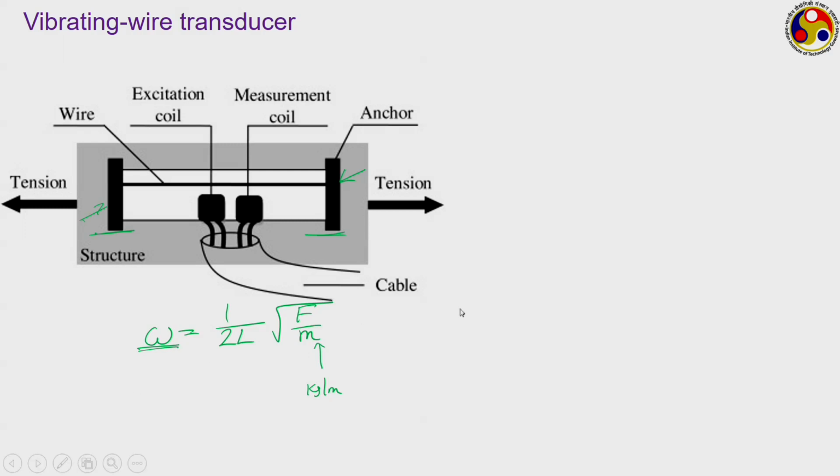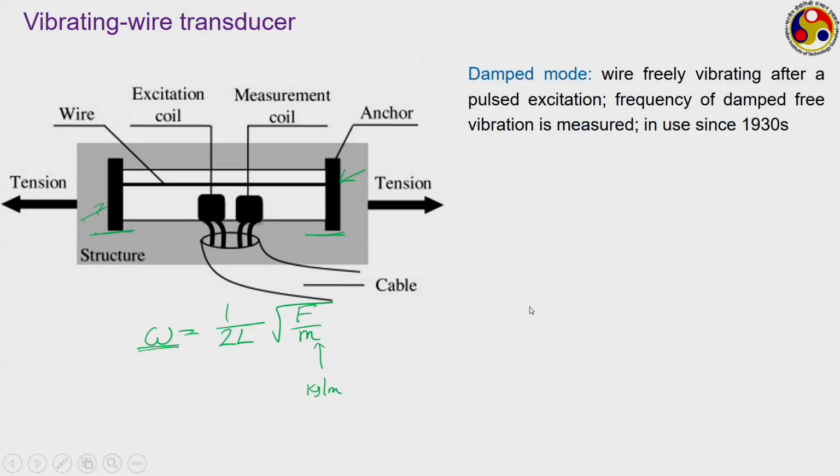These vibrating wire transducers can operate in two modes. One is a damped mode, where the wire is allowed to freely vibrate when subjected to a pulsed excitation, that is, there is a force application for a small instant of time, and then there is no force, but the wire keeps on vibrating freely with its own natural frequency. The frequency of the damped free vibration is measured. It is the older of the modes and has been in use since the 1930s.